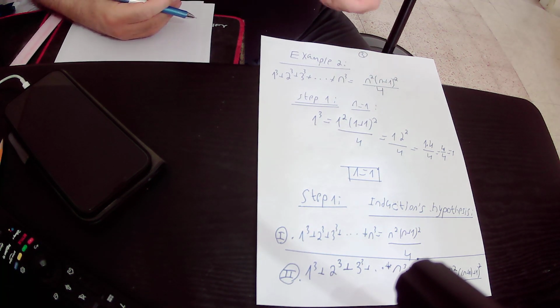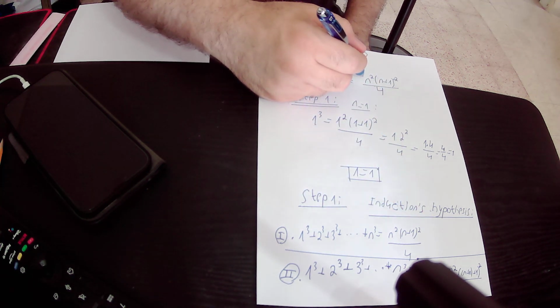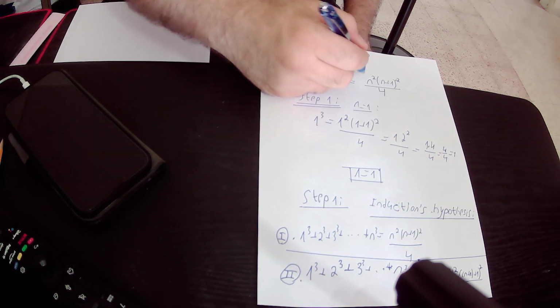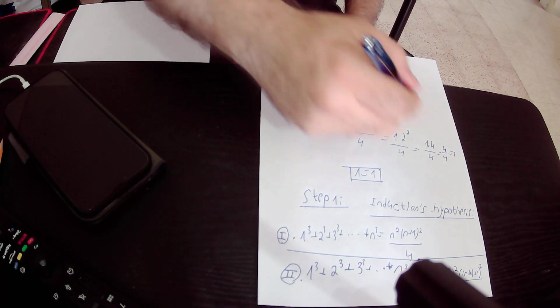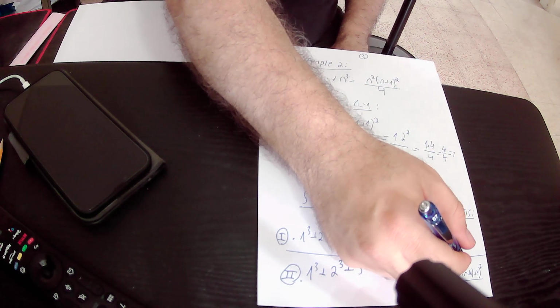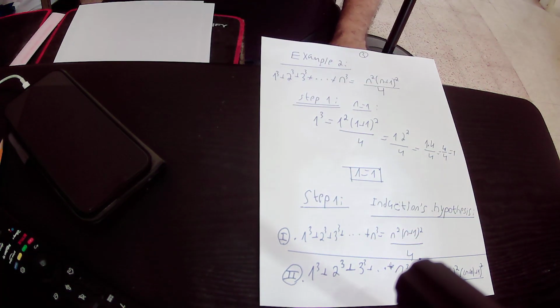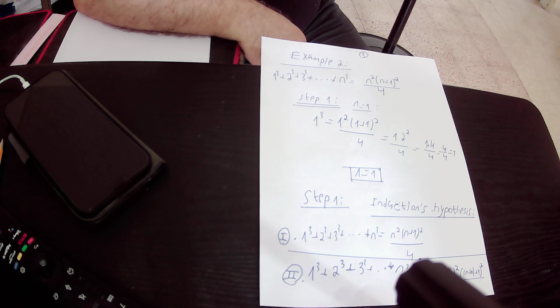the statement for n plus 1 equals, here, wherever it is written n, we will write n plus 1 here, because we must prove the statement for n plus 1. So here it is written n squared, so we will write n plus 1 squared. Here it is written n, so we will write n plus 1. It is n plus 1, so it will be n plus 1 plus 1 squared, all divided by 4. So we must prove that the second expression is true.